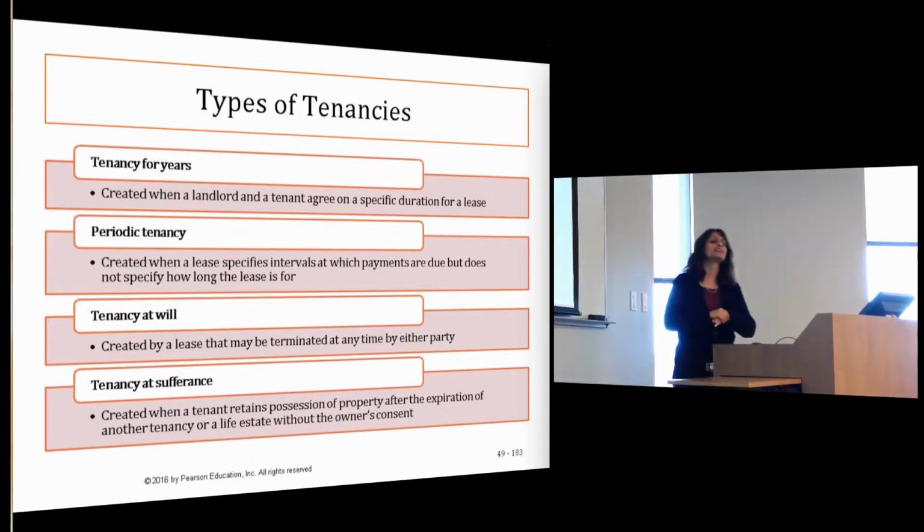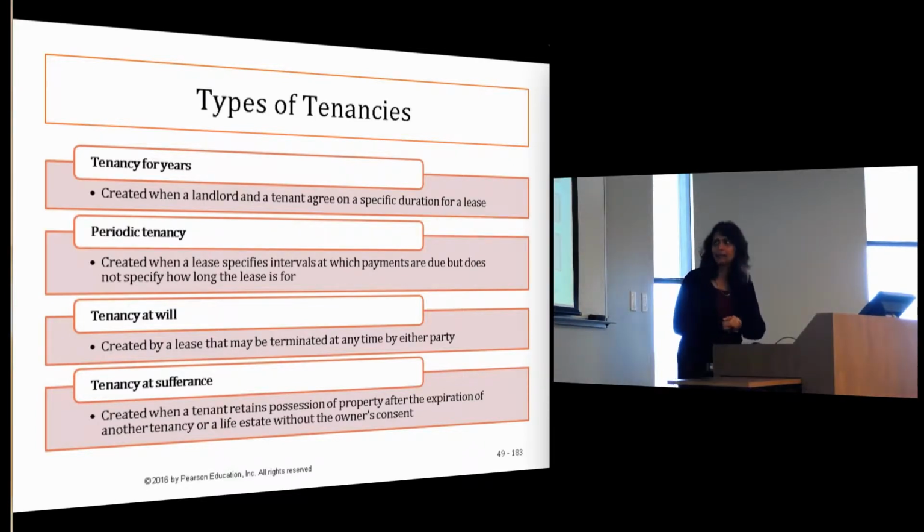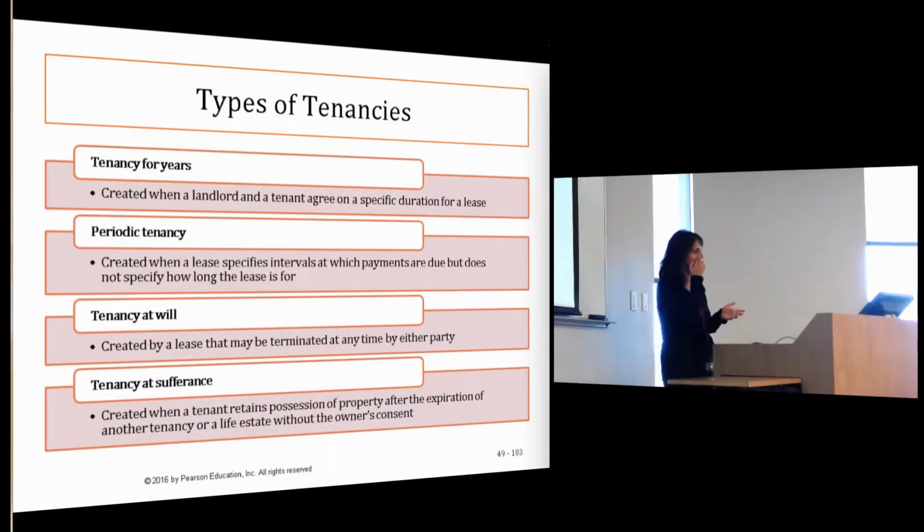All right, there are other types of leases as well. For example, a periodic tenancy. A periodic tenancy or periodic lease is where it doesn't say how long it's for, but it does tell you that rent is payable at a specific time, right? So it could be a lease that is ongoing until one of the parties gives notice, but rent is payable every month. That is a periodic tenancy, right?